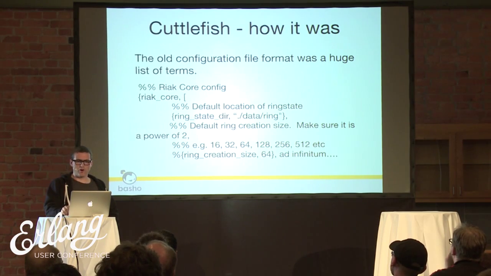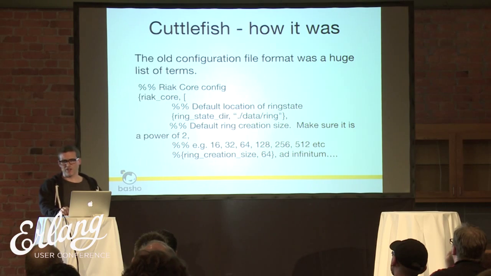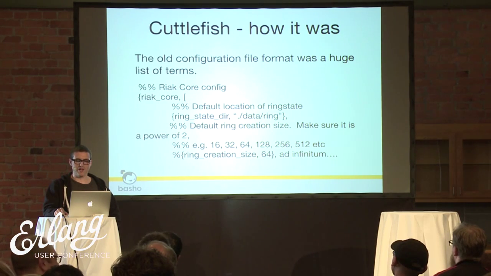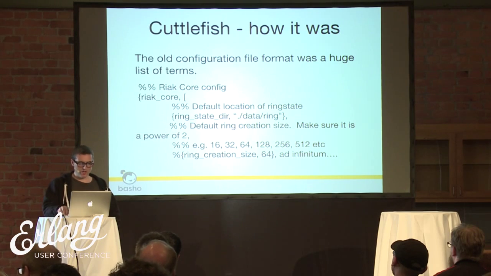The old configuration file was just a huge list of terms. I understand this is very easy to work with in Erlang. You just basically read it in, evaluate it, and there's your data structure. But from the point of view of administrating it or modifying it in ad hoc ways, grepping through it, all this stuff, it's a little bit of a pain because traditional Unix command line tools don't really understand an Erlang terms file.